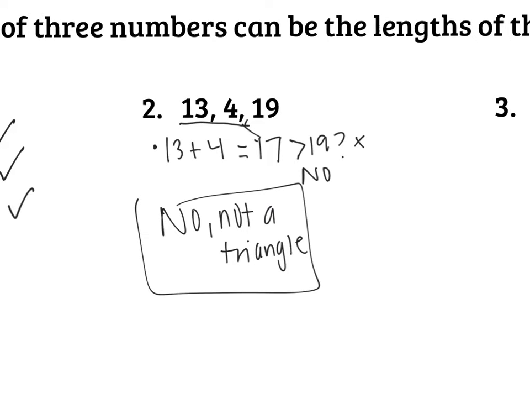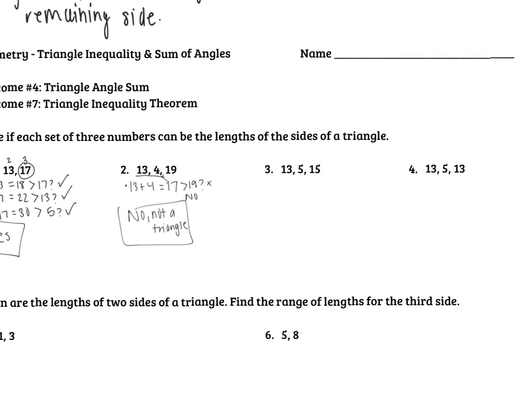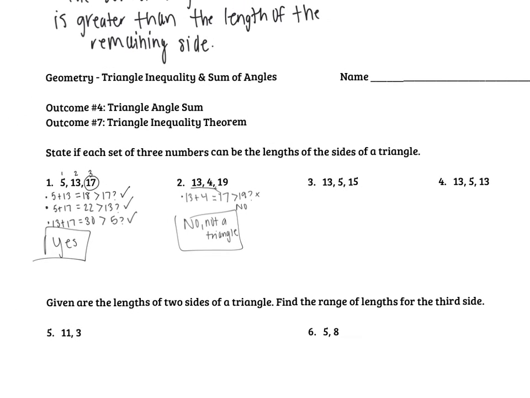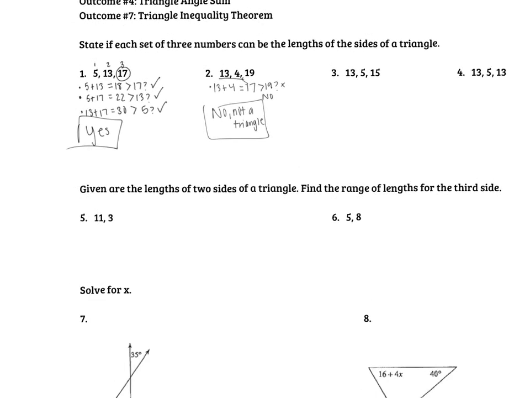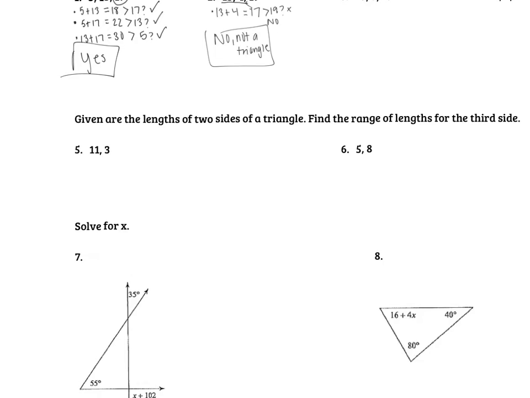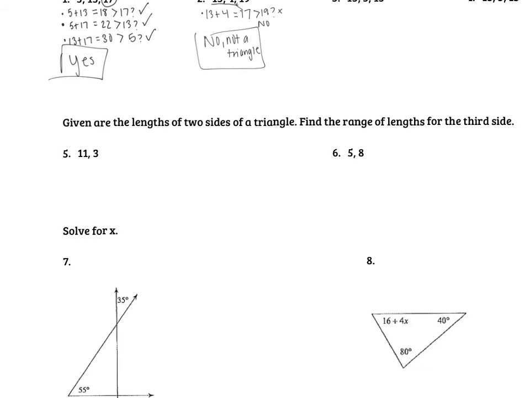So you're just saying yes or no for numbers 1 through 4. So 3 and 4 I'll have you do on your own. And then numbers 5 and 6, I'm going to do one of them with you.